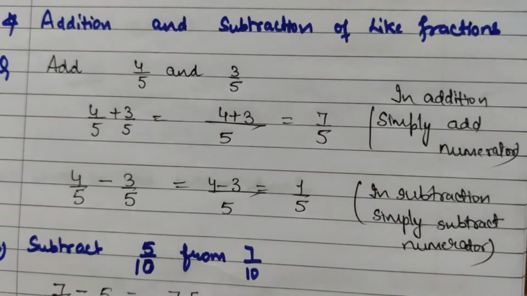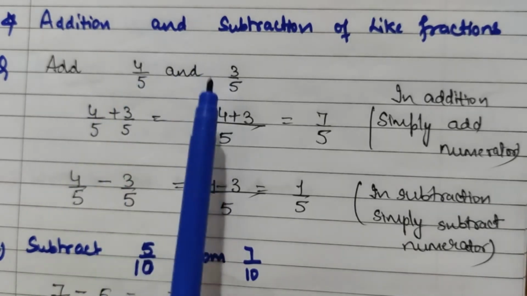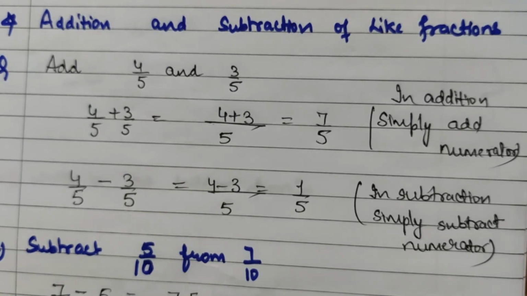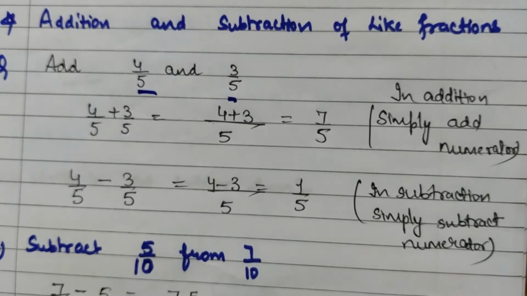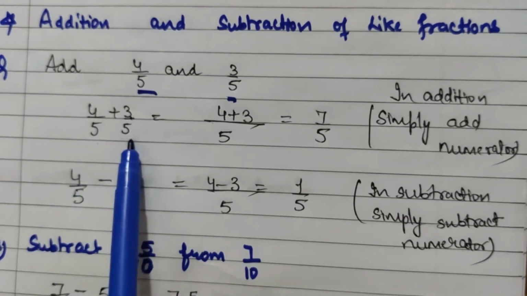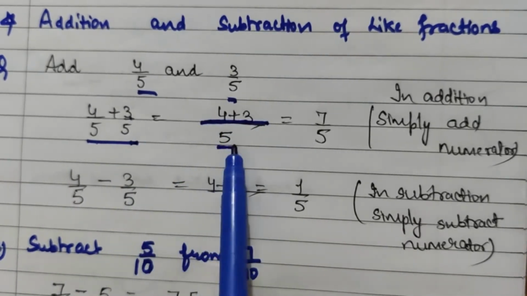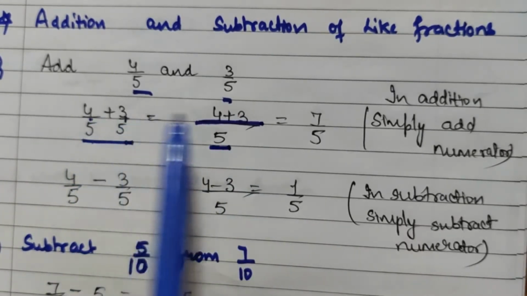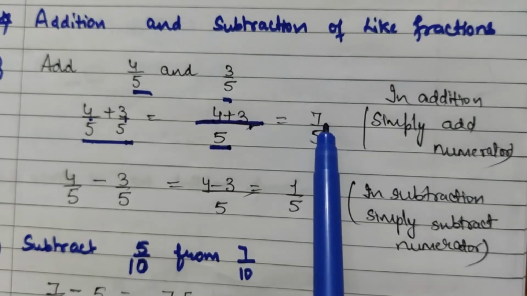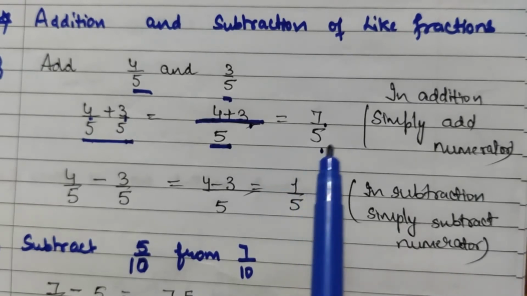Clear? Next, addition and subtraction of like fractions. First is 4 by 5 and 3 by 5. Now they are like fractions because their denominators are the same. So how can we add or subtract them? See, 4 by 5 plus 3 by 5. Denominators are same. Just put a line, write the denominator and then add the numerators. We get 7 upon 5. Means in addition we just simply add the numerators.